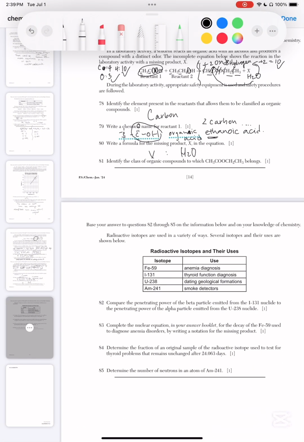And then for the next one, identify the class of organic compounds to which this compound belongs. I think the easiest way to do this is to just draw it out. Drawing this compound out, we can see that it has an ester group in the middle here, so this would be an ester.